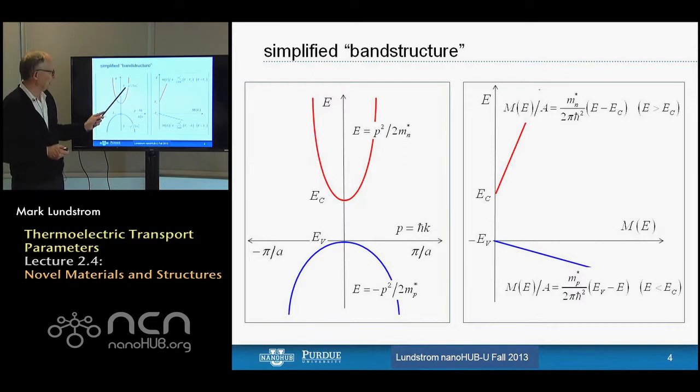For a 3D material with parabolic bands, the number of channels at an energy E is proportional to the effective mass of the conduction band, and then increases linearly with energy as we go into the band. For the valence band, it's proportional to the effective mass of holes in the valence band, and then it increases linearly as we proceed into the valence band. So this is the simplest possible example of a band structure and what happens for a very simple band structure.